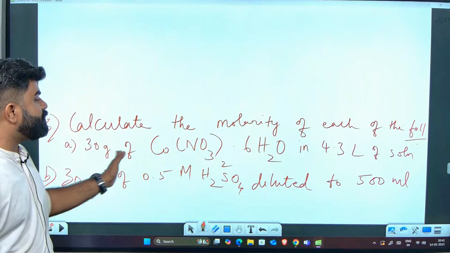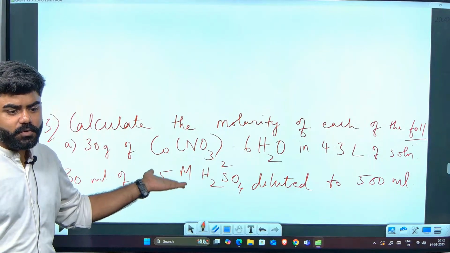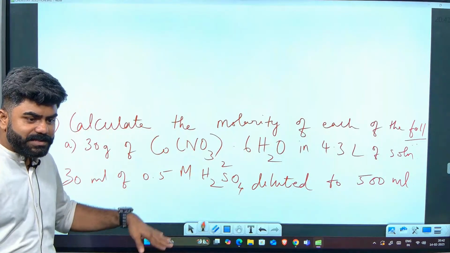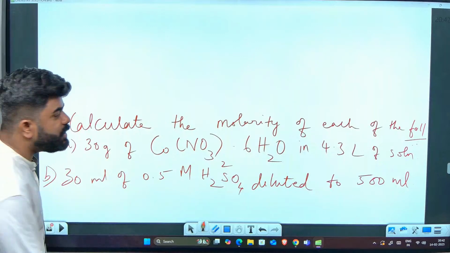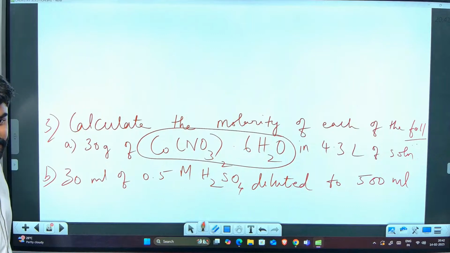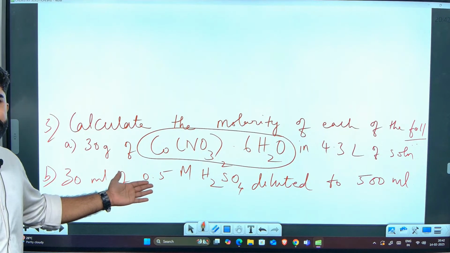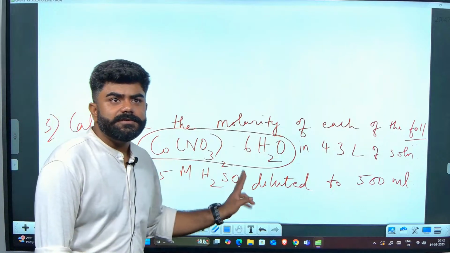And here they have given 30 gram of cobalt nitrate, Co(NO3)2·6H2O. So for this you need to find the molecular mass, right? That is your only job. After that we can simplify easily. Are you all clear with this first subdivision?